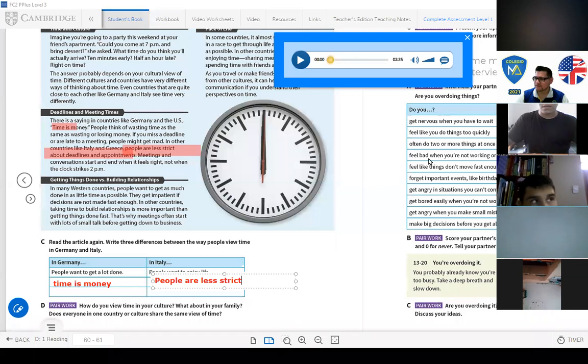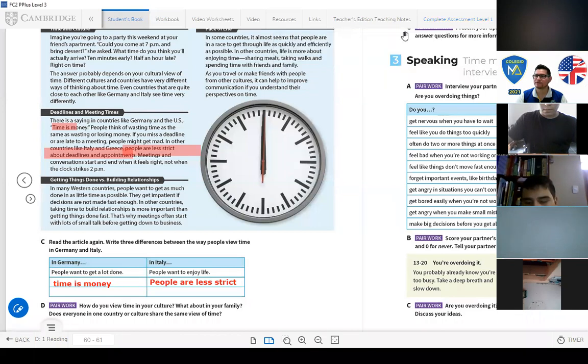What else? What's another difference that you can find between German and Italian? For example, here it says, in many Western countries, people want to get as much done. Okay, here is this part, no? People want to get a lot done. What else? We can see here something, no? In some countries, it almost seems that people are in a race to get through life as quickly, no? Well, in Italy, people enjoy the time. In Italy, people enjoy the time. I think we can have something here, no?